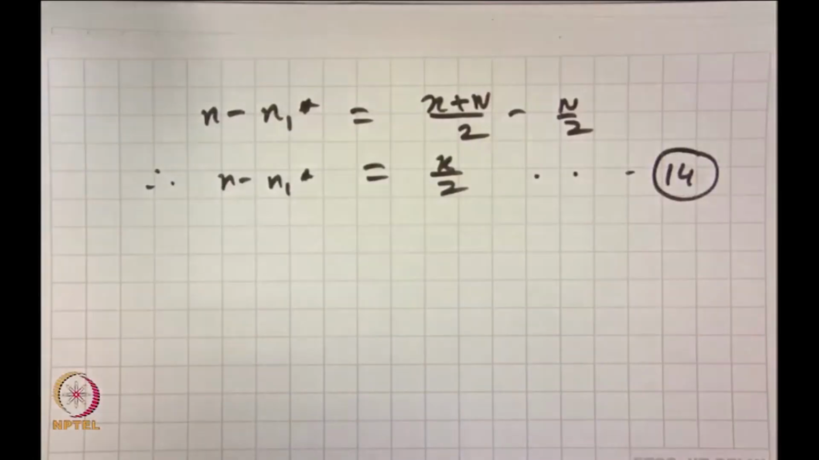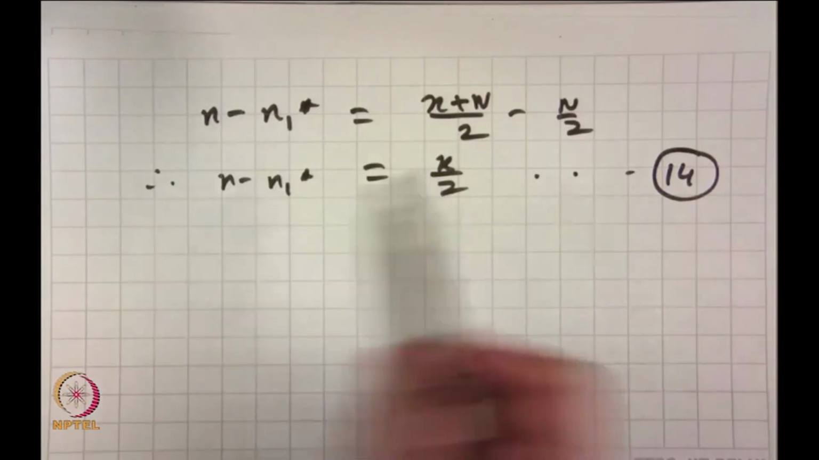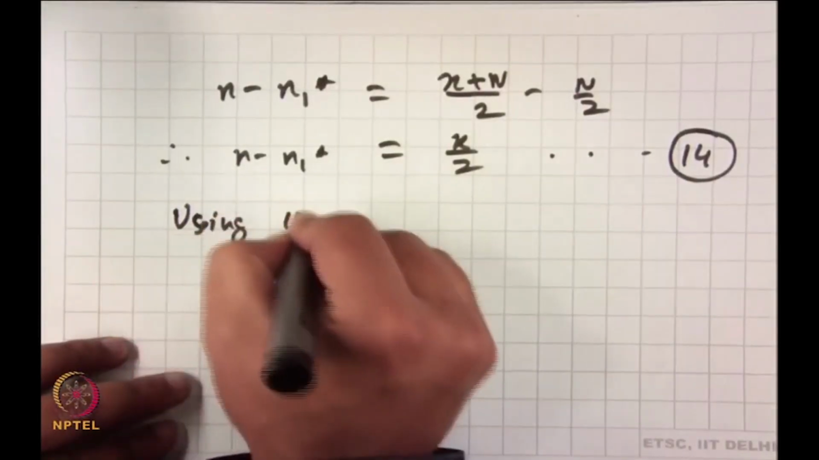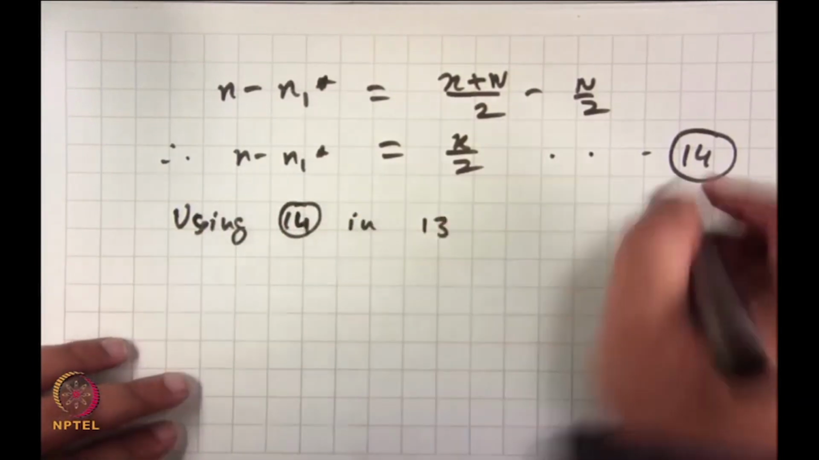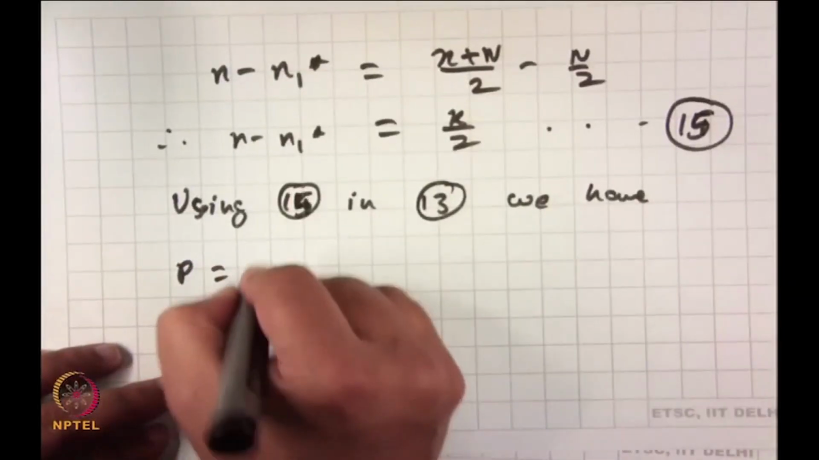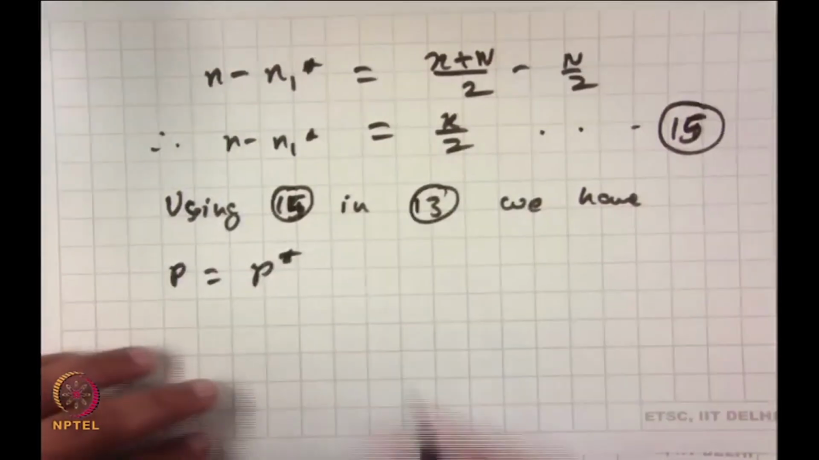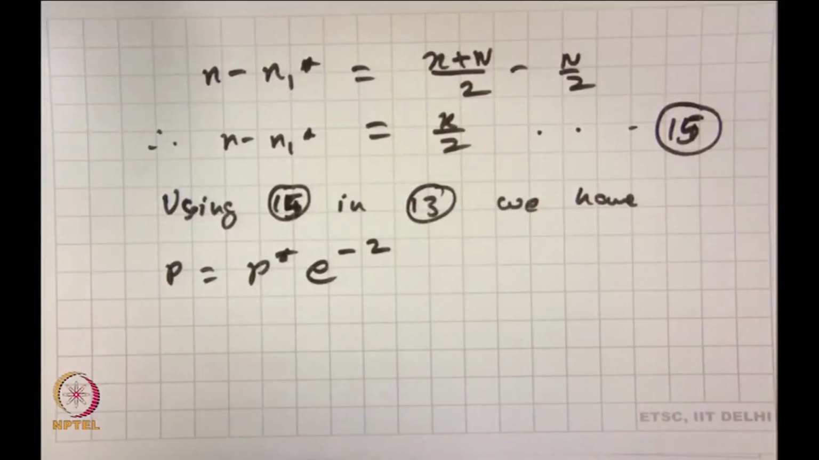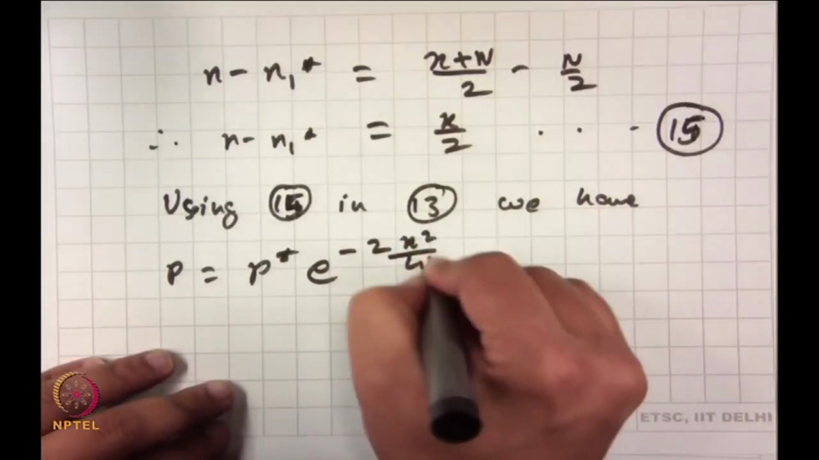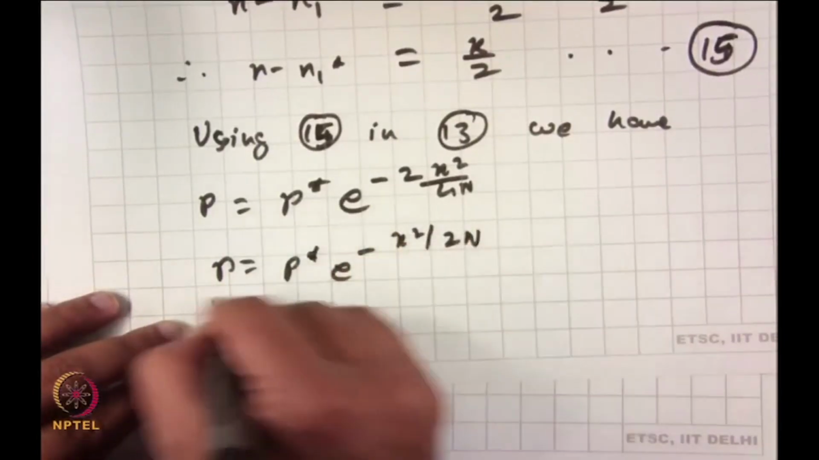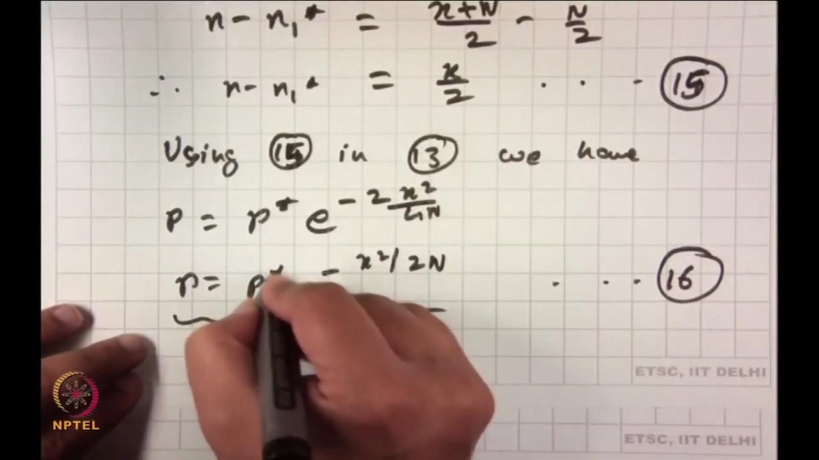So, now do we have x? Do we have x coming in? Yes or no? Okay. So, now you write the probability distribution. Essentially what you do is you replace this n1 minus n1 star by x by 2 out there. So, what will happen is therefore, using 14 in, no, this should not be 14, this would be 15, I guess. This is 15. Using 15 in 13, we have p is equal to p star e to the power minus 2, this is (n1 minus n1 star) whole square, right. So, what would it become? x square by 4n, right, or p is equal to p star e to the minus x square by 2n. This is p star.